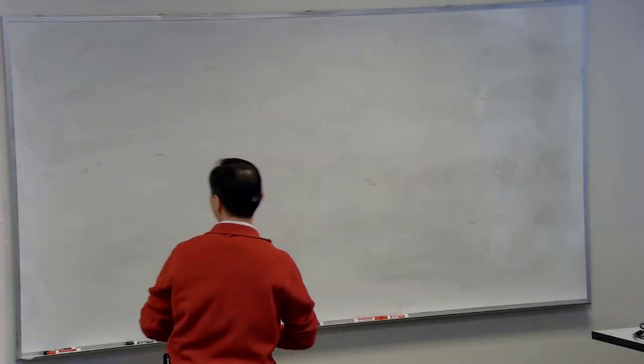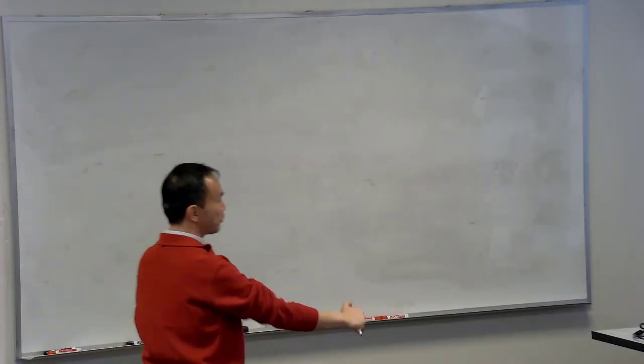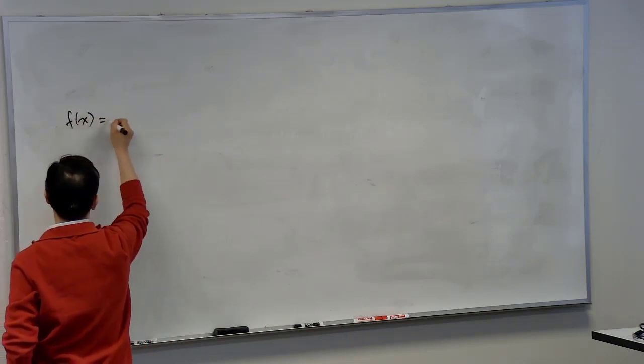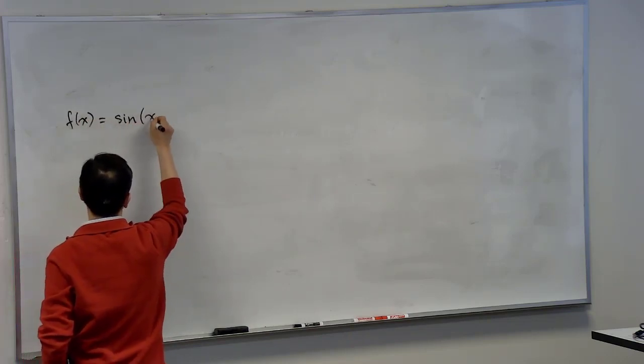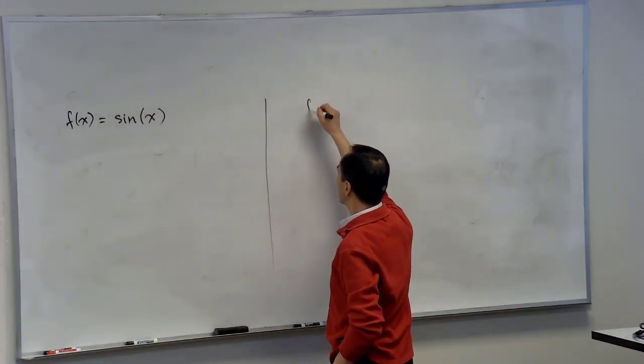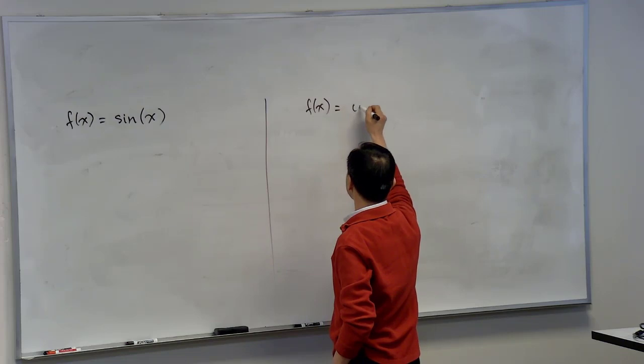So at this point right here, since we learned that sine and cosine are functions, you have a function f of x being sine of x. And you can also define a function f of x to be cosine of x.